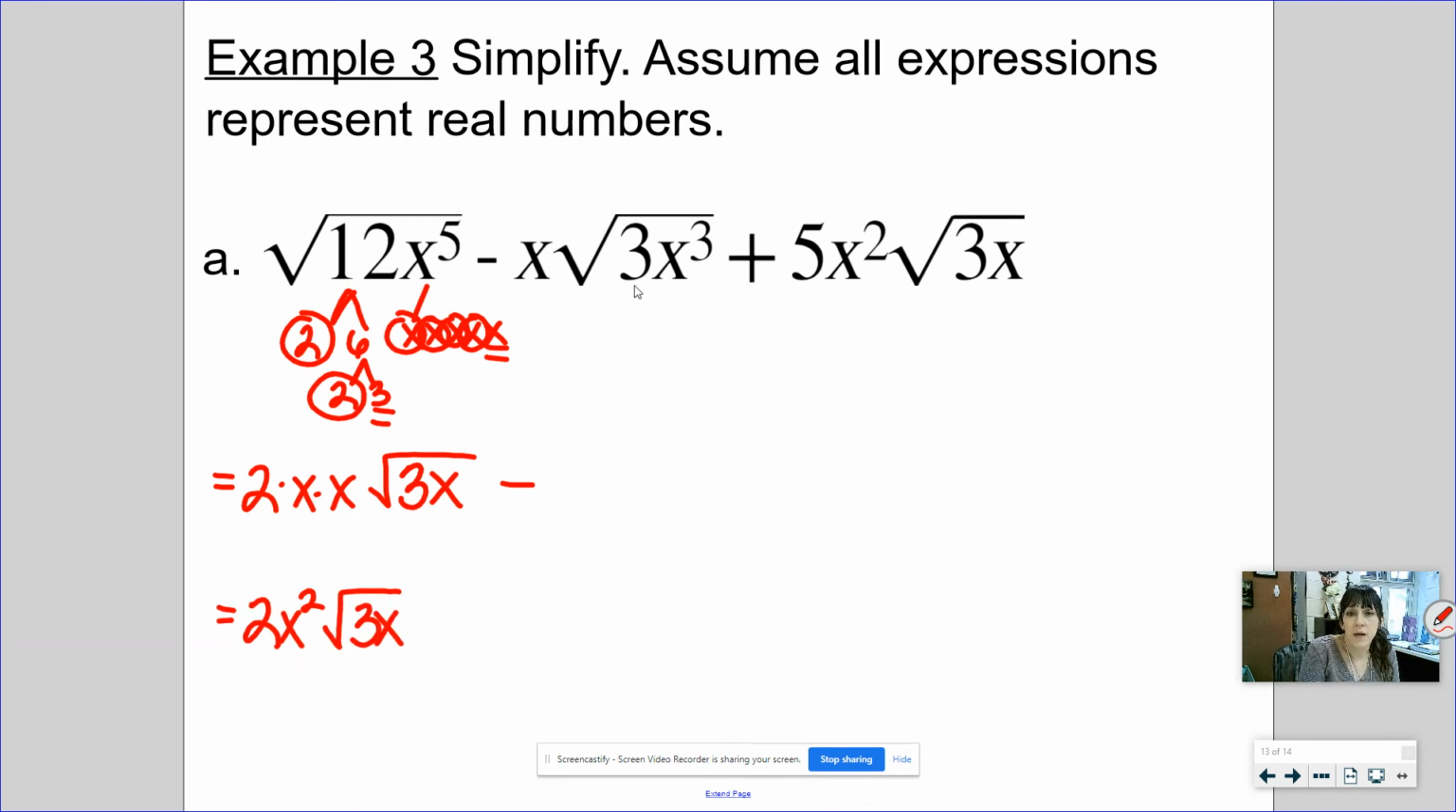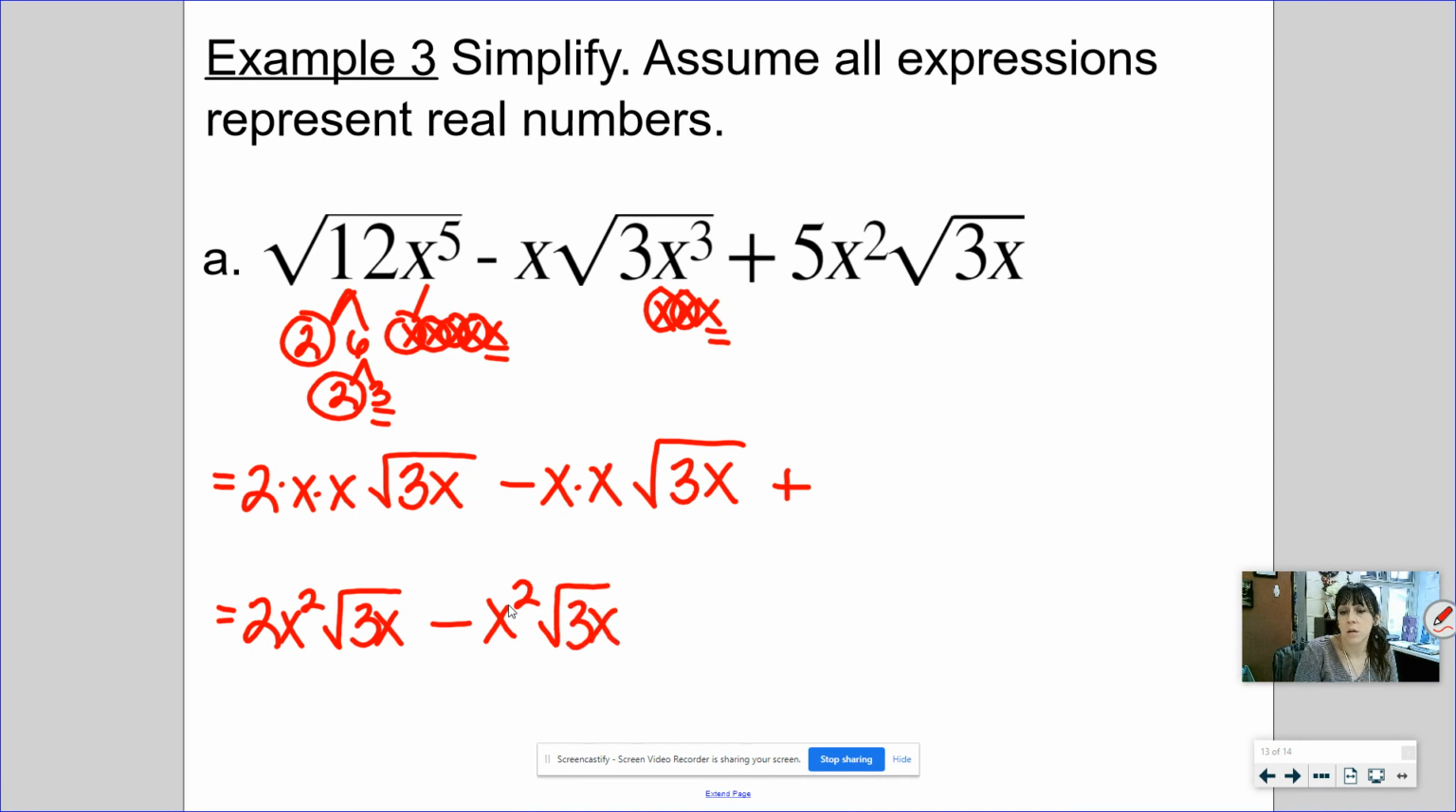All right, let's go to here. 3 doesn't break down because it's already a prime number. So I just need to figure out x to the 3rd. I think I can take an x out, can't I? And I already have an x out here. So there would be 2 of them now. And there's still an x and a 3 left on the inside. Which, if I want to multiply the x's, that would be x squared radical 3x. And then this last thing, 3 doesn't break down, and neither does a single x. So this I would just drop down. So we are done with step 1.